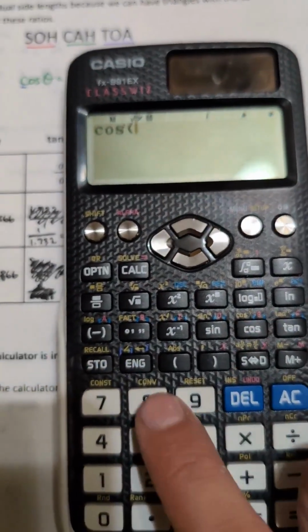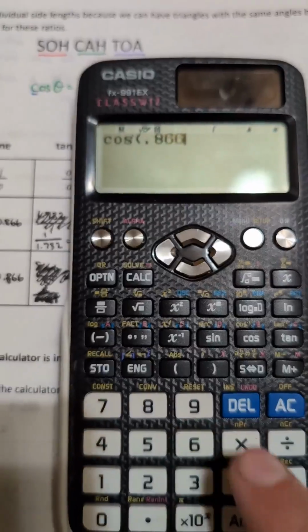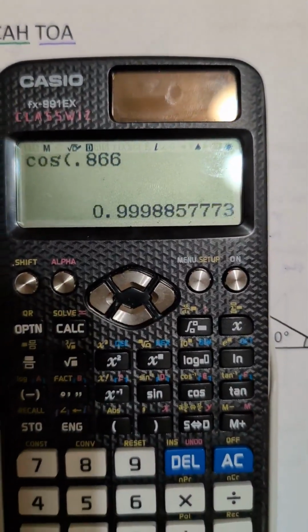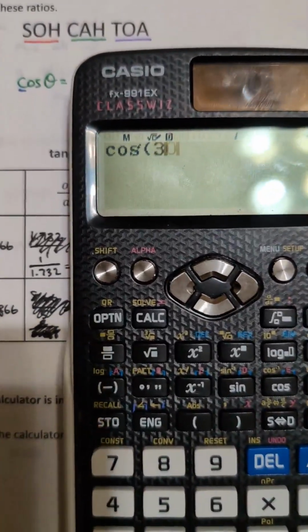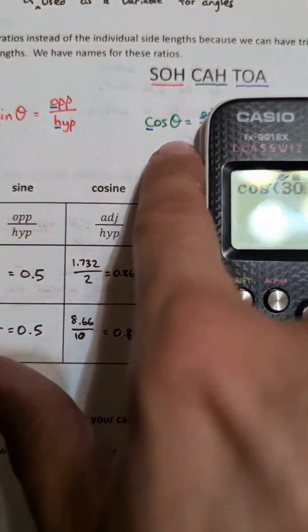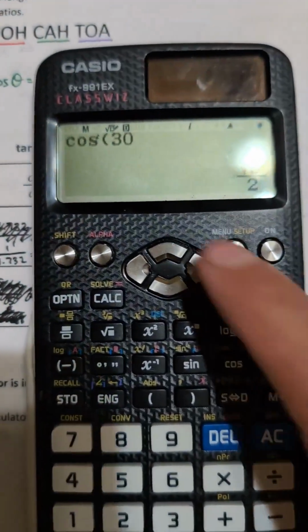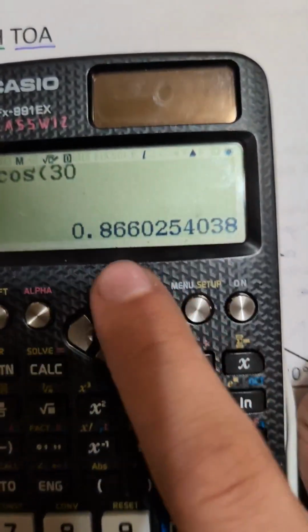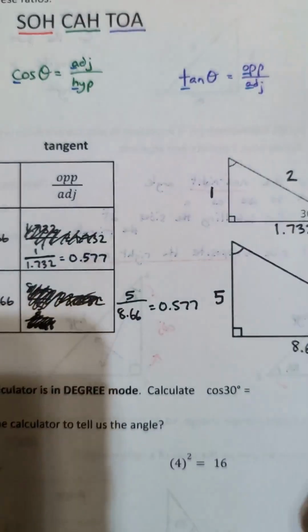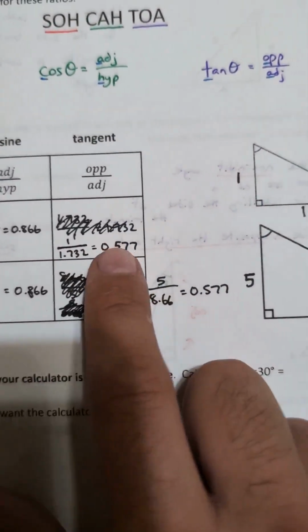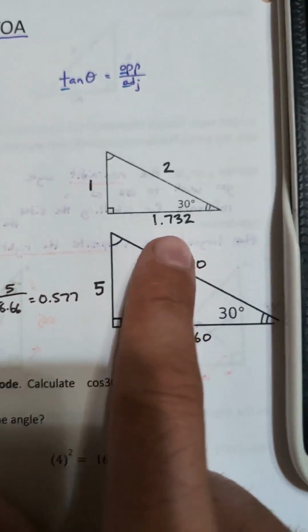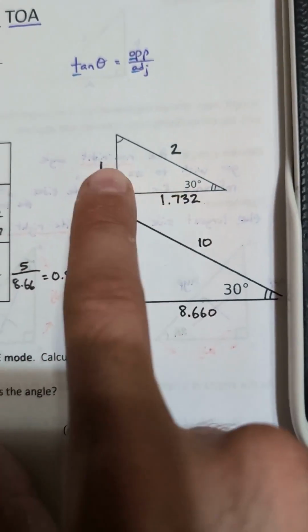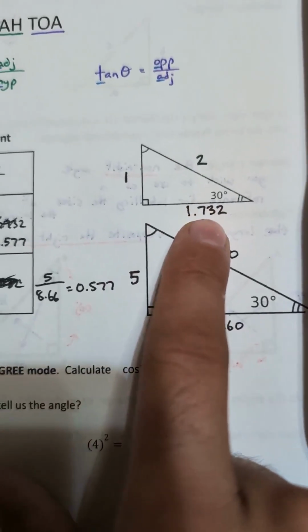So if I check cos of 0.866, oh, sorry. Cos of 30 is my angle. I always need the angle with the trig ratio, and that gives me about 0.866. And same thing with my tan ratio, which I originally wasn't thinking and switched my opposite and adjacent sides, but if that's my 30, that's my opposite, that's my adjacent.